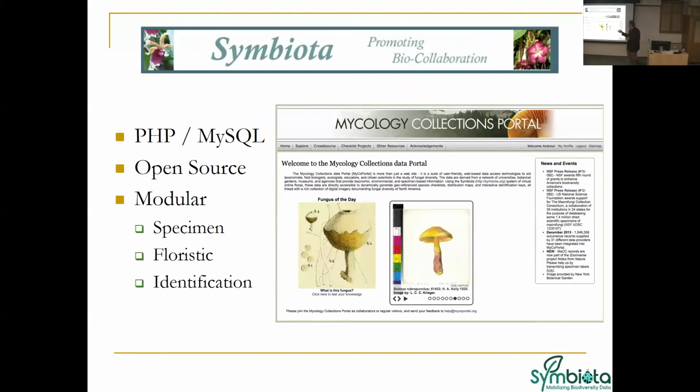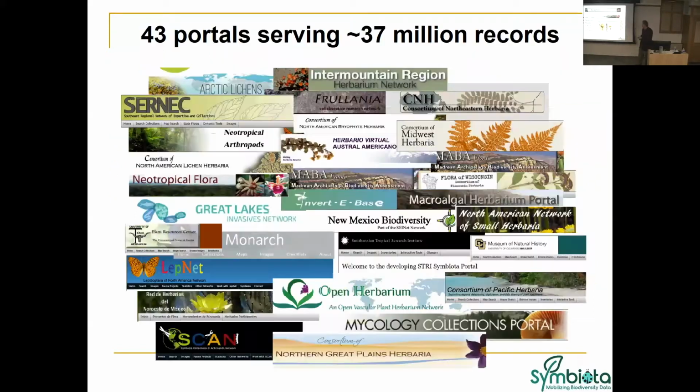So Symbiota software, for those techies out there in the audience, runs on PHP. It has a MySQL database in the background. The developers made it completely open source, so it can really never be licensed and sold down the road. It has to remain open source. It's a modular system where they have different specimen, floristic, and identification modules that you can plug into these different portals. So there is some customization if you so choose. It's quite vast, and a lot of people have bought into Symbiota.